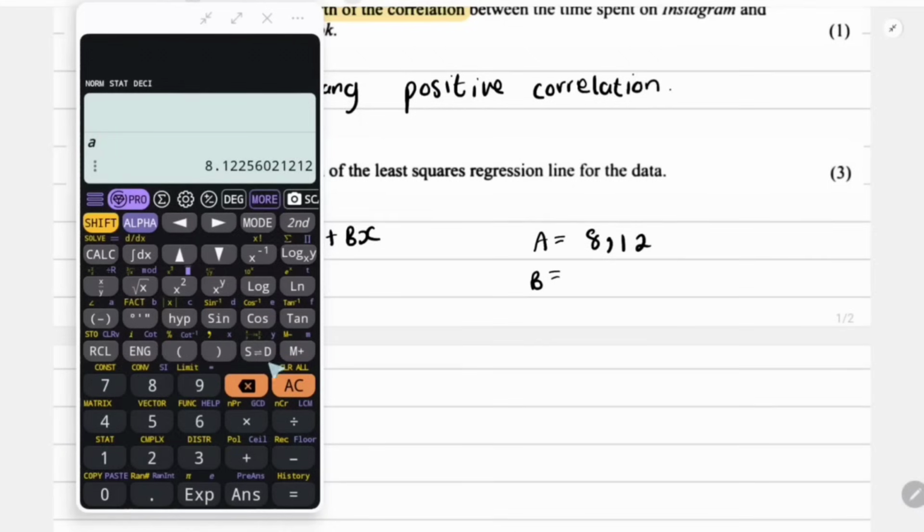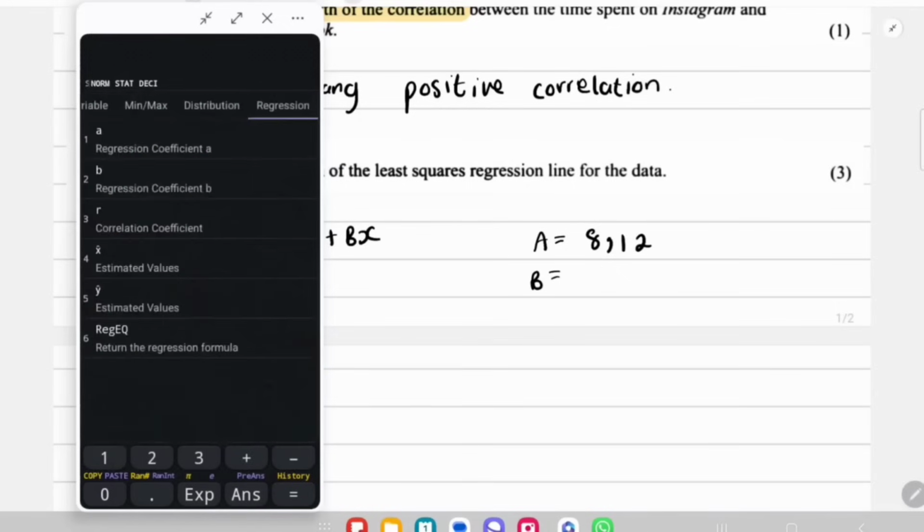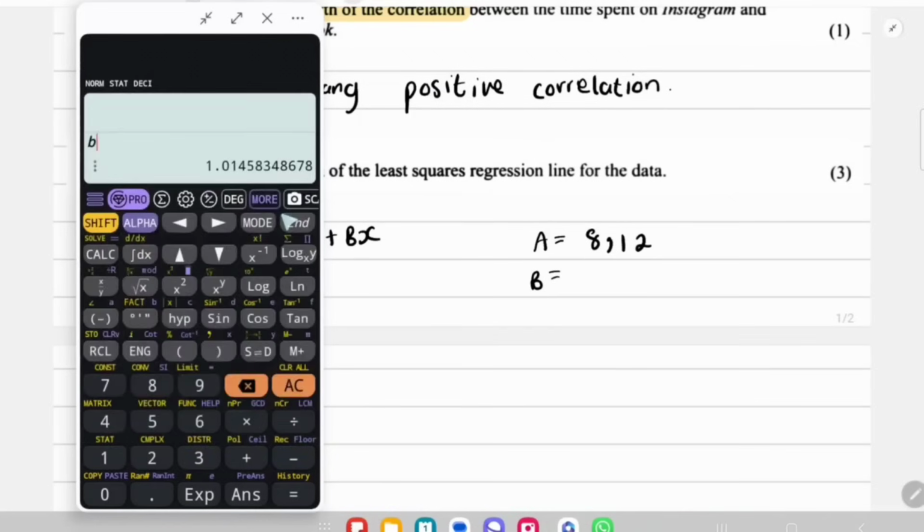And then B. Again, what I'll do is erase this. You don't have to do that, but you can just press shift and 1 on your calculator, and then again choose number 5 for regression. Then you're going to go for number 2 for B to find that B value. So B is equal to 1.01, rounded off to 2 decimal places.